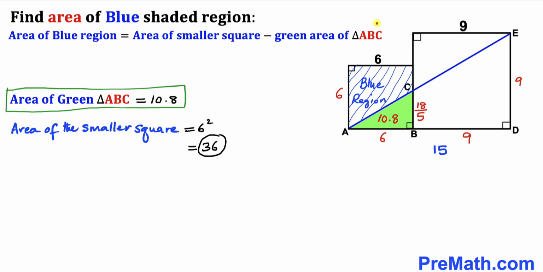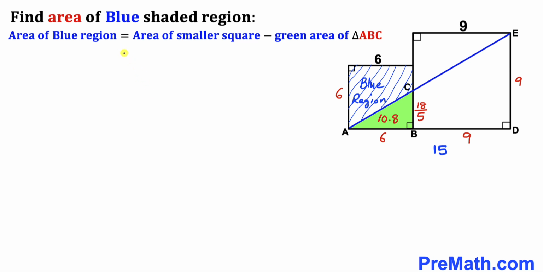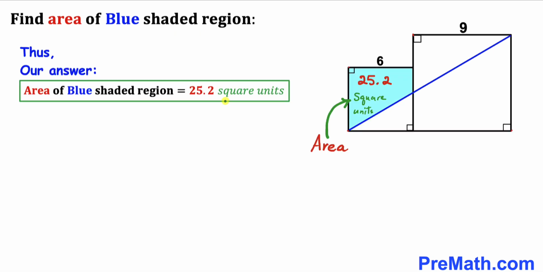And here's our final step. Let's fill in the blanks in this equation. We know the area of this smaller square is 36, and the area of this green triangle is 10.8. So the area of this blue shaded region turns out to be 36 minus 10.8, and if we subtract, that gives us 25.2 square units. So thus the area of this blue shaded region turns out to be 25.2 square units.